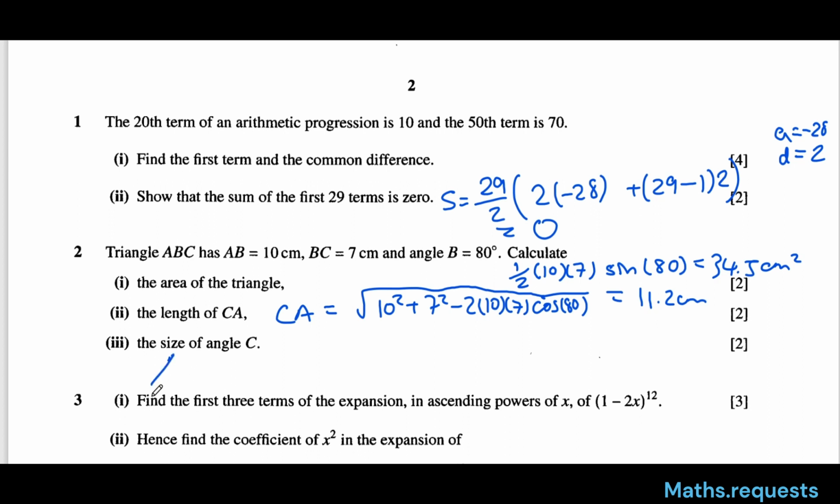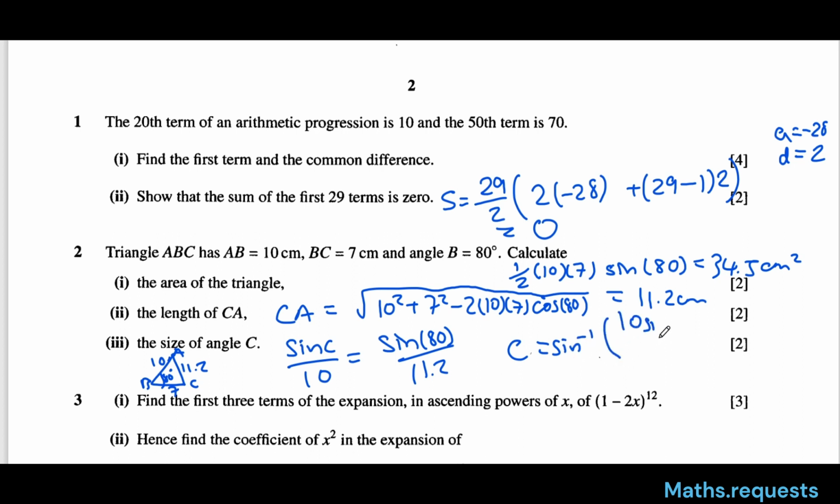Okay, now part 3, find the size of the angle C. So we know that it looks something like this. This is 11.2 centimeters, this is 7, this is 10. We know that this angle is 80 degrees. So we can say that sine C over 10 equals sine 80 over 11.2. So then you can get C equals sine minus 1 of 10 sine 80 over 11.2, which will get you 61.9 degrees.